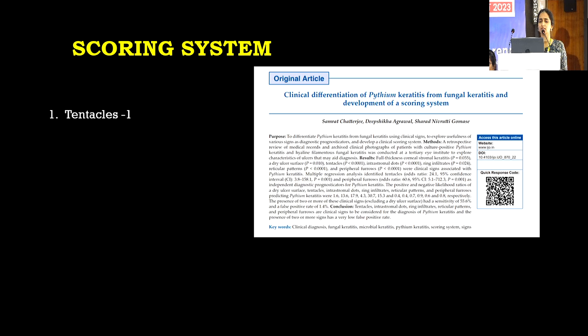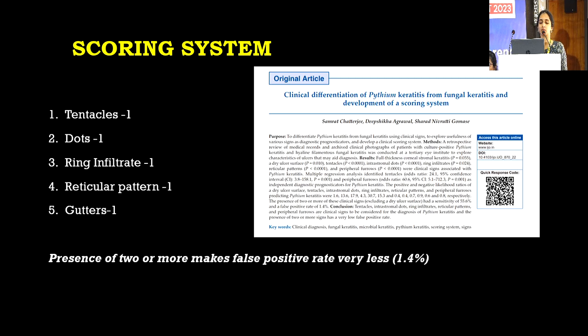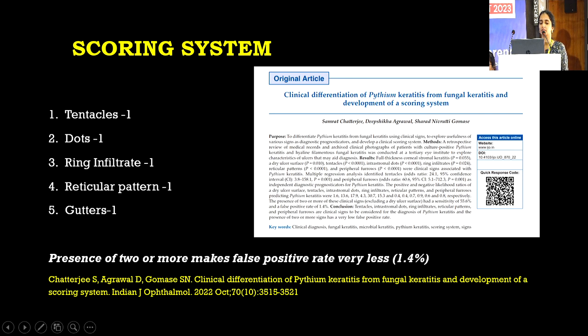There is also a scoring system that has been devised, put forth by Chatterjee et al., which gives 1 point each for the presence of tentacles, dots, reticles and gutters, as we have discussed, and ring infiltrate as well. The presence of 2 or more in your keratitis case makes the possibility of a false positive diagnosis very less, that is the order of 1.4%.